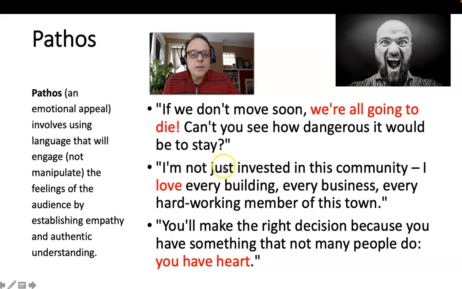Or maybe, "I'm just invested in this community. I love every building, every business, every hardworking member of this town." Notice they use the word love. Love is generally not an unemotional word. It's almost hard to use the word love and not have some pathos or some emotion.